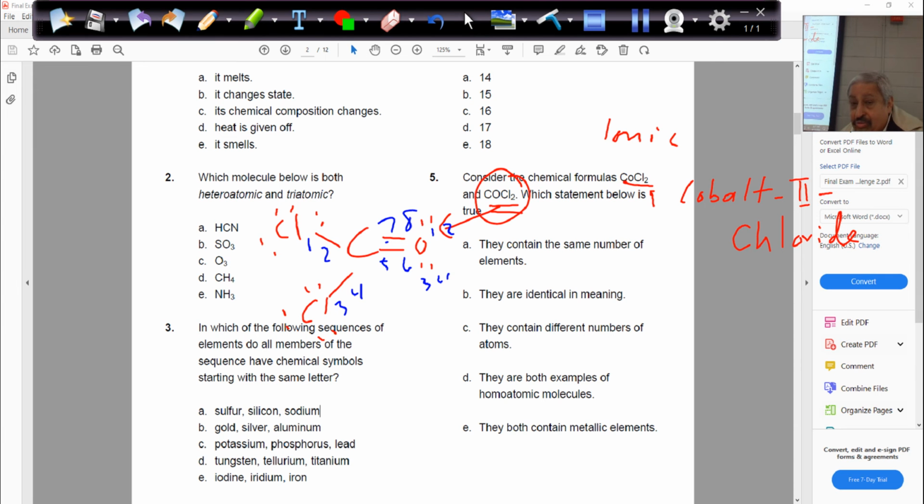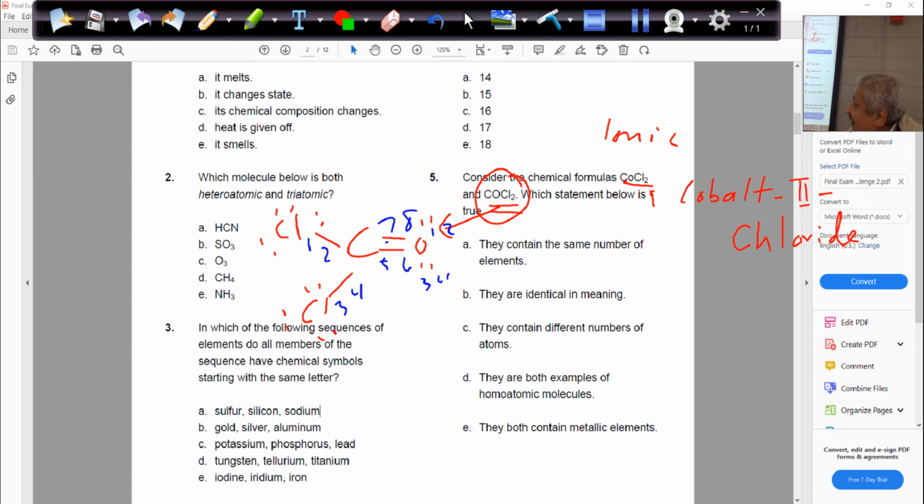Okay, guys, so now that's the naming. But I want you to answer the question. You look at both formulas. What is the true statement about those two formulas? Which is the answer here? Are they containing the same elements? No. One is metal cobalt, the other one is non-metals, carbon, oxygen, chlorine. Not the same number of elements either, correct? Are they identical in meaning? No. They contain a different number of atoms.